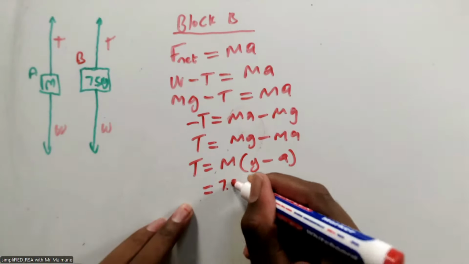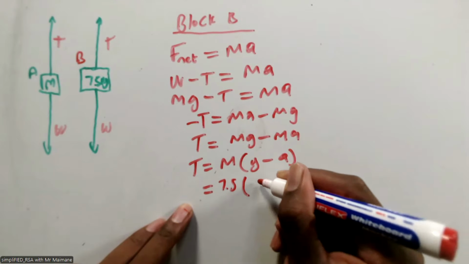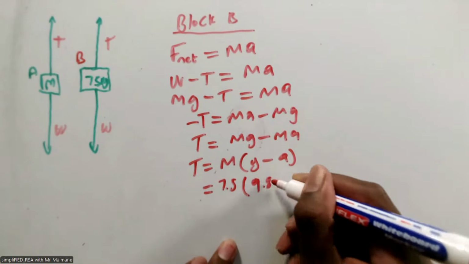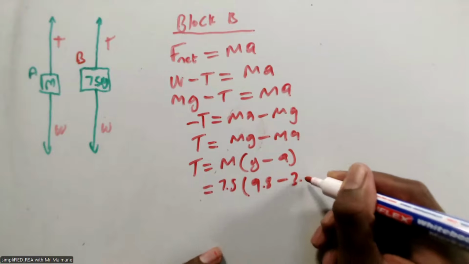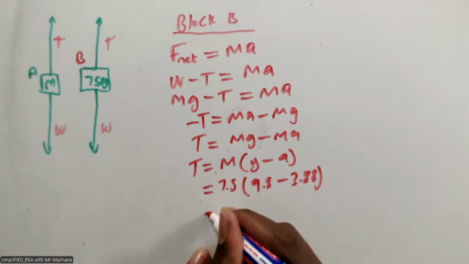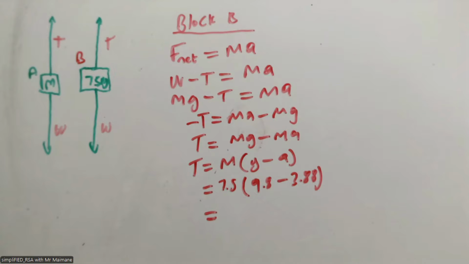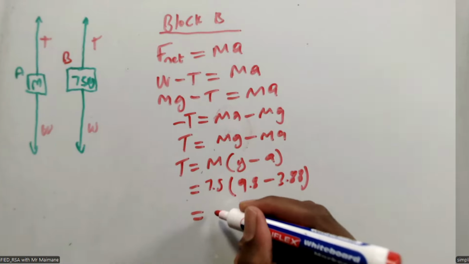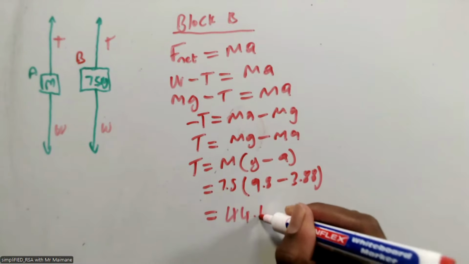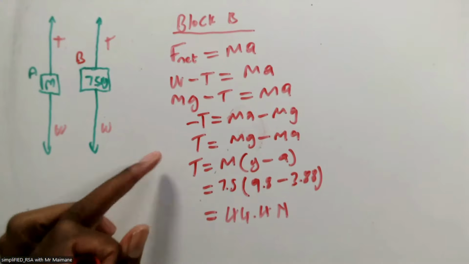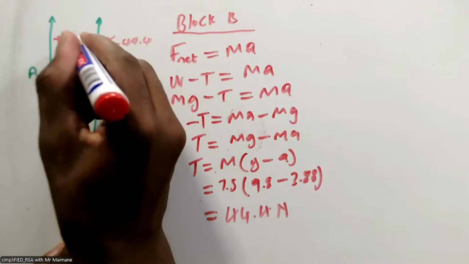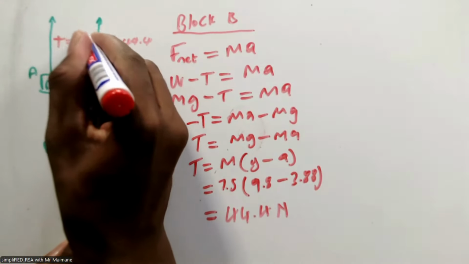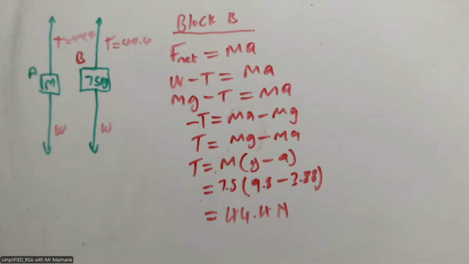Such that to get the tension, I would say the mass for block B is 7.5 kg, and then my gravitational acceleration is 9.8 minus, since I took downwards to be positive, I'm going to write it as it is, 3.88 meters per second squared, and then I calculate the tension. If I punch it on a calculator, I get 44.4 newtons. That's the tension T. So if this tension is 44.4 newtons, I know also this side is going to be 44.4 newtons, you see.